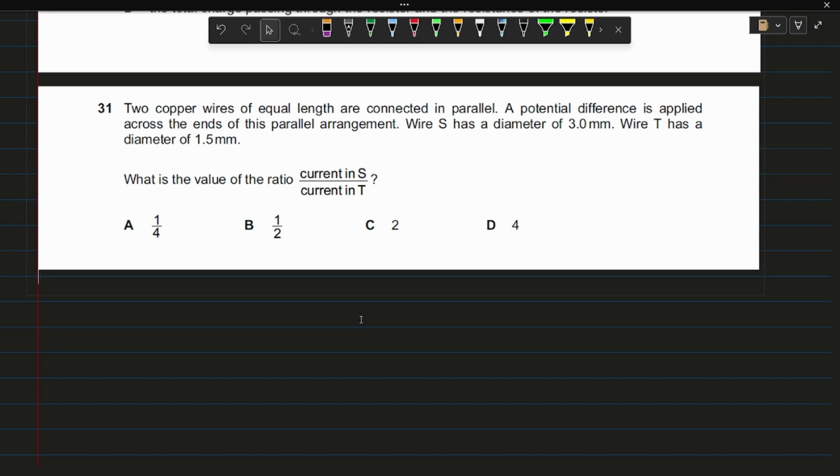So let's get started. The copper wires of equal length, we have to underline these key points. Equal lengths are connected in parallel. A potential difference is applied across the ends of this parallel arrangement. Wire S has a diameter of 3 millimeters, and wire T has a diameter of 1.5 millimeters. So one of the wires is named S and another wire is named T. What is the value of the ratio of current in S by current in T?